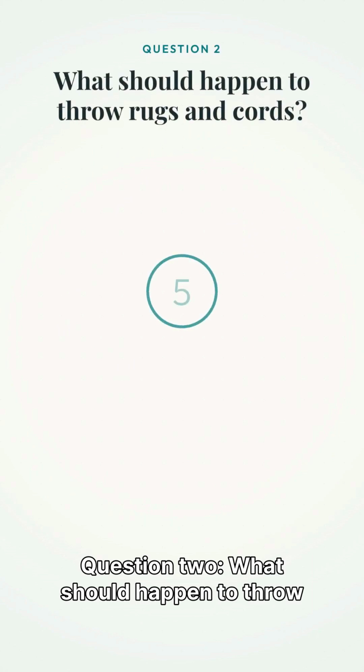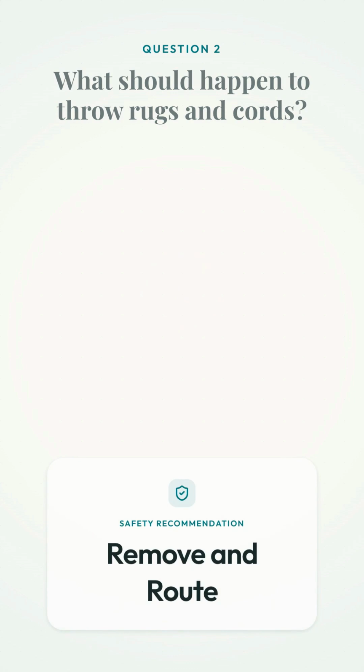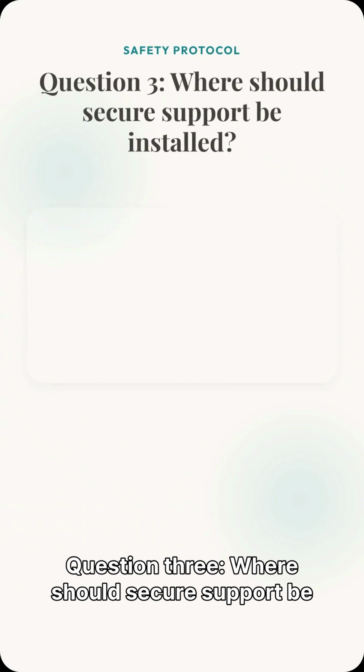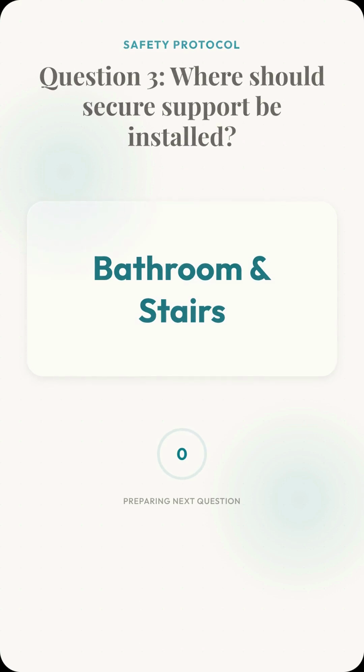Question 2. What should happen to throw rugs and cords? Remove throw rugs, route cords along walls, and keep all paths clear. Question 3. Where should secure support be installed? Properly anchored grab bars near toilets and tubs and secure handrails on both sides.